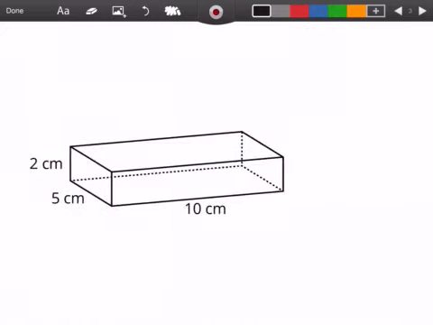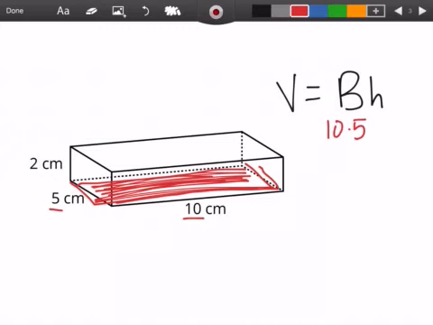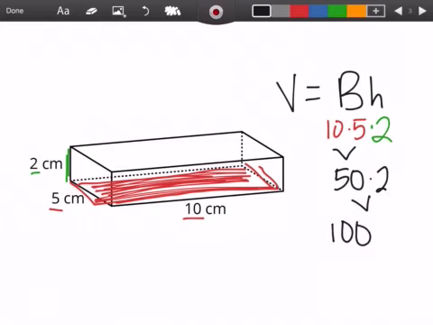I'm going to do another example. Volume equals base times height, the area of the base times the height. So the base of my rectangular prism is this rectangle down here, and this rectangle has an area of 10 times 5. All right, so 10 times 5, that's the base, and then times the height of 2. All right, 10 times 5 is 50, and 50 times 2 is 100 centimeters cubed again.